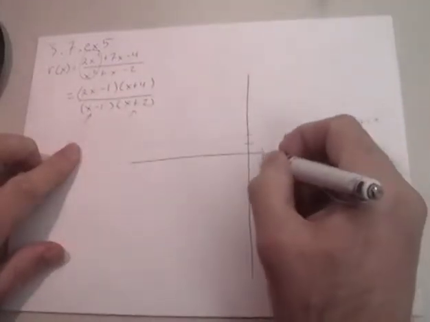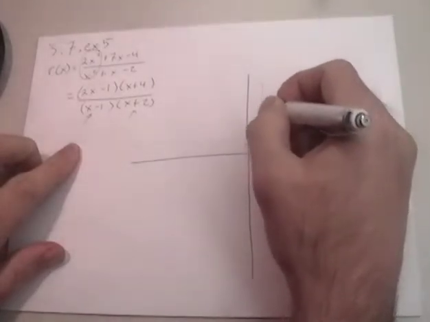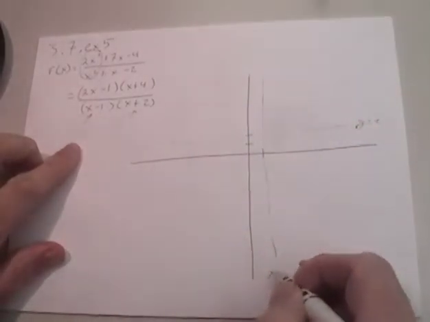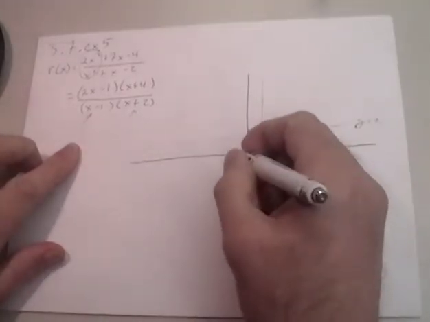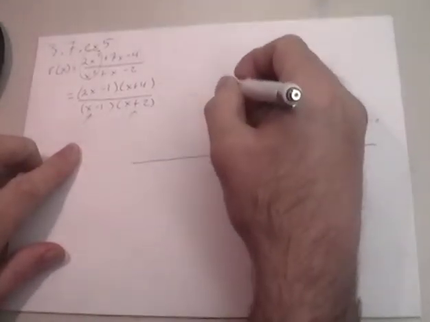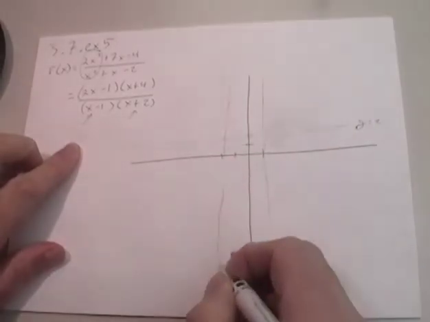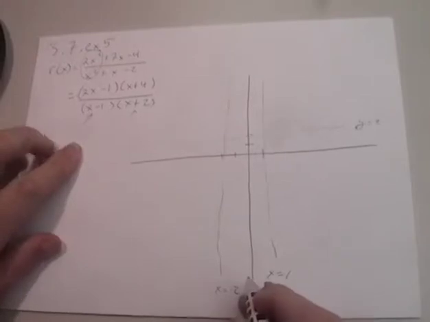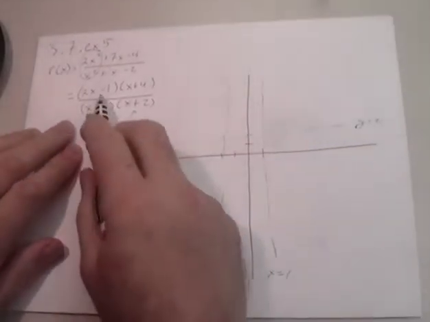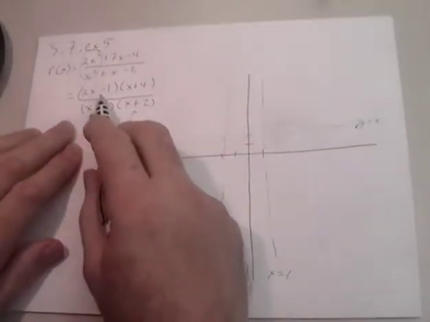There will be vertical asymptotes when the denominator is 0. That happens when x is 1 and labeled, and when x is a negative 2, complete with a label.